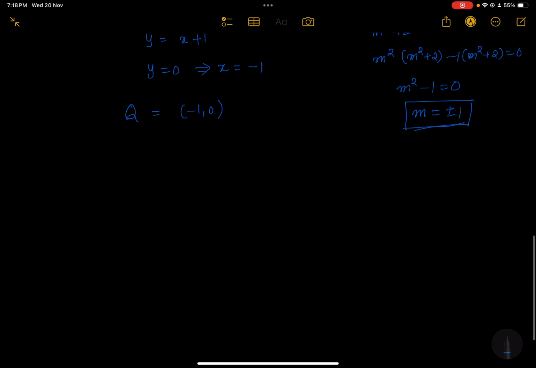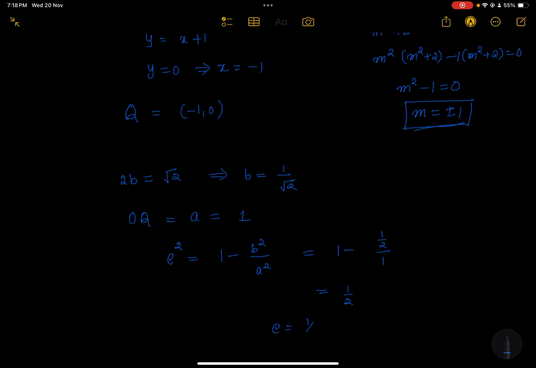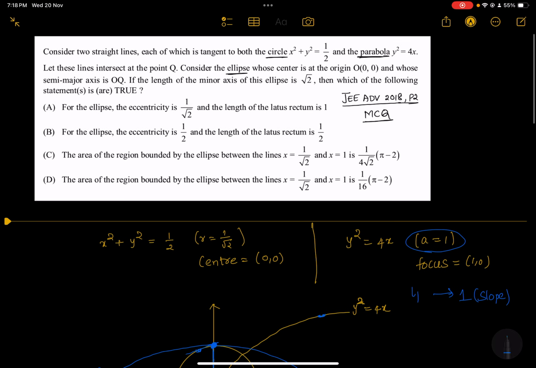The length of the minor axis is root 2, so 2b is equal to root 2. So b is equal to 1 upon root 2. And the length of the semi-major axis OQ is a, which is equal to 1. Now let us find the eccentricity of this ellipse. e square is equal to 1 minus b square upon a square. So 1 minus 1 by 2 by 1, that is 1 by 2. So e is equal to 1 by root 2. The eccentricity of the ellipse is 1 by root 2.